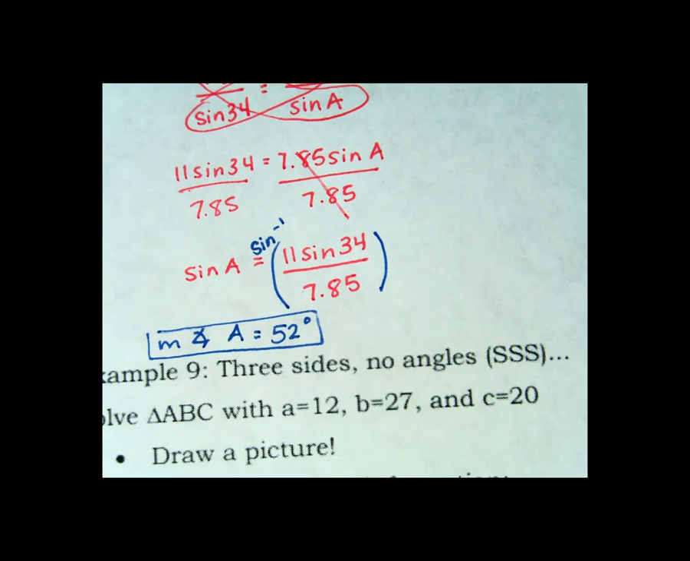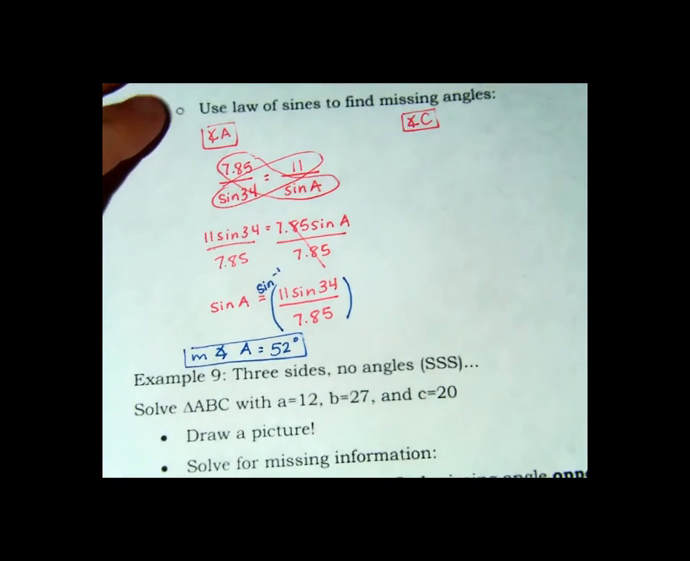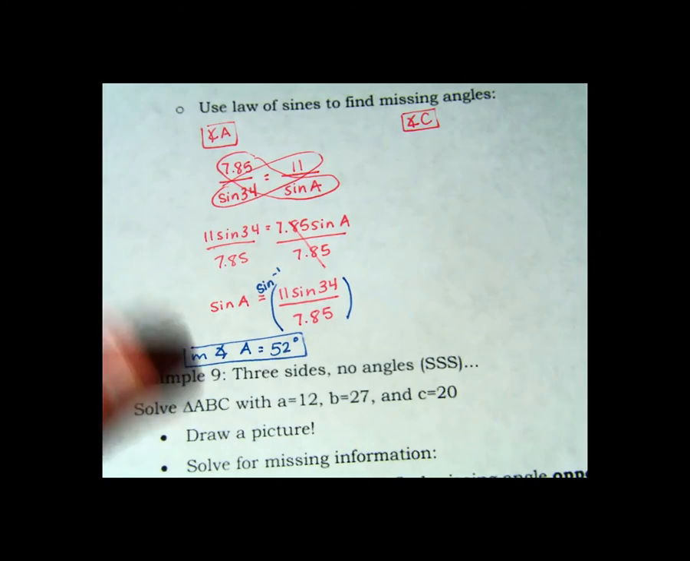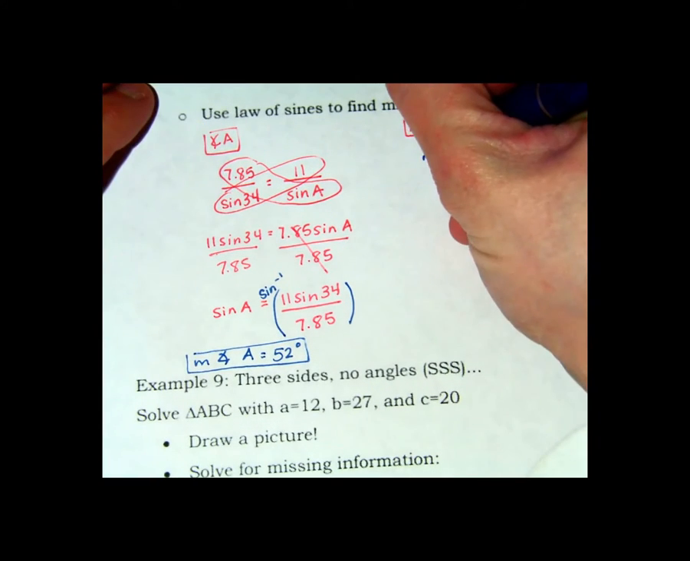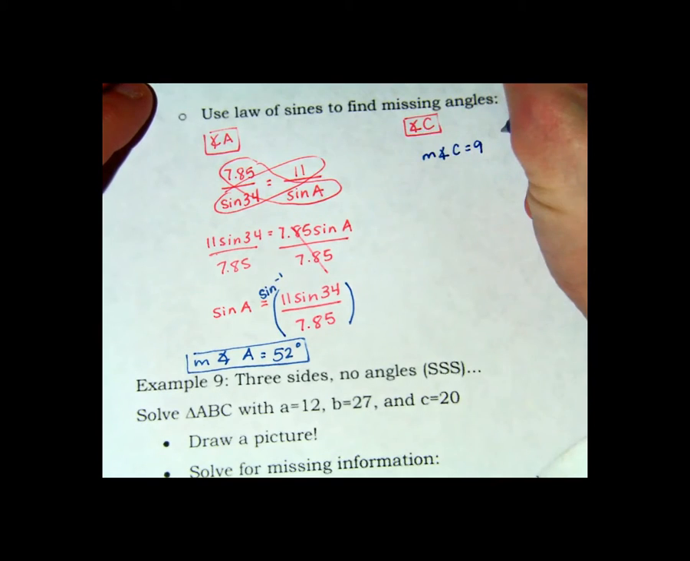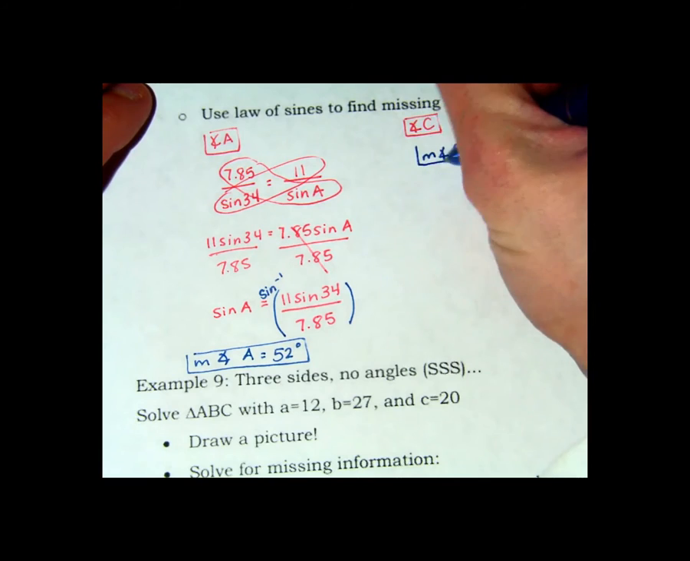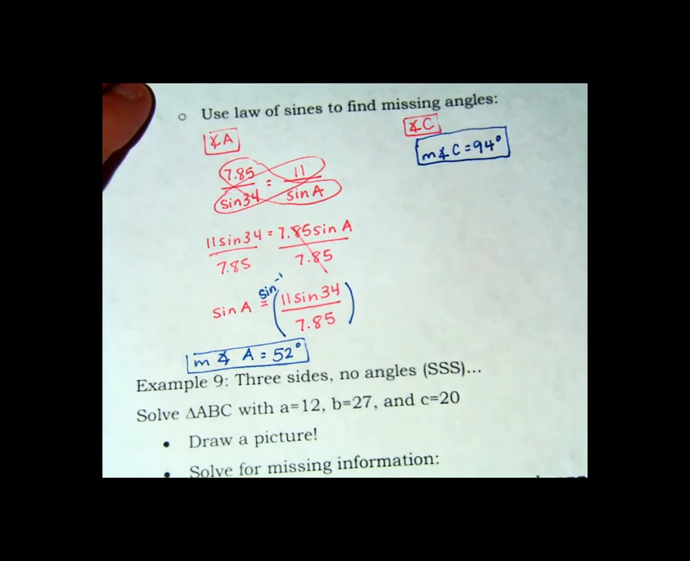Alright, how about angle C? So 34 plus 52. So that's 86, and then you subtract from 180? So the measure of angle C is 94. I heard 91 and I was like, no, it's not. Alright, that's how the law of cosines works. You normally have to use the law of sines too, which is why you learn it first.